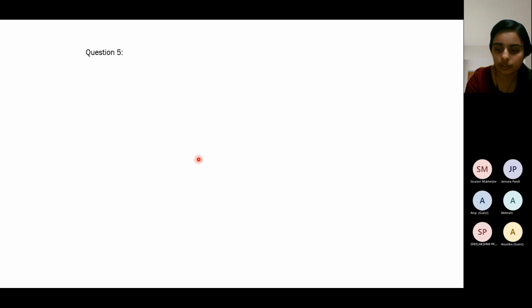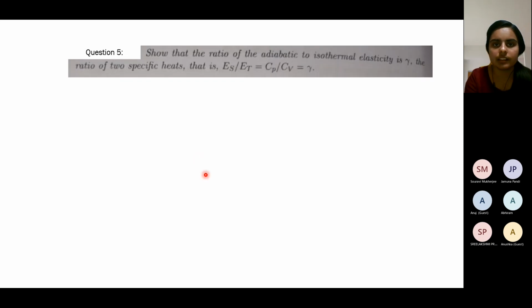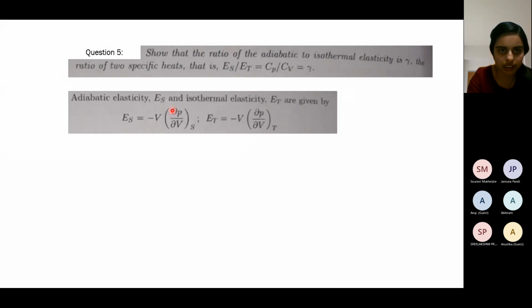Now, the next question is that we want to show that Cp by Cv is equal to gamma, but then we also want to show that this is equal to the ratio of adiabatic to isothermal elasticity. So the expression for adiabatic elasticity Es is given by the one here, and the isothermal elasticity is given by the one here. So it's at constant entropy. This is at constant temperature. But now, can you tell me how to proceed with solving this question?